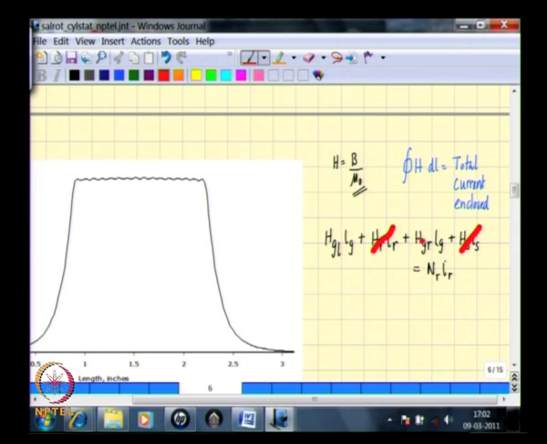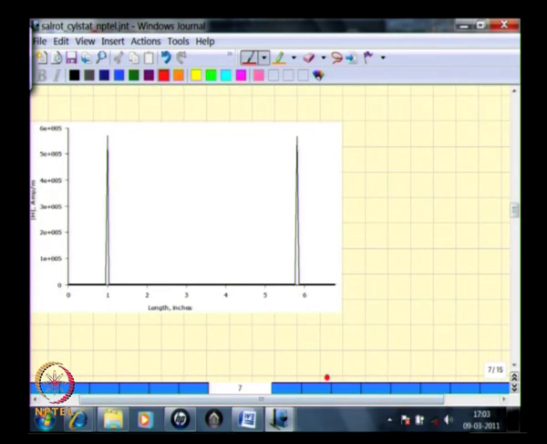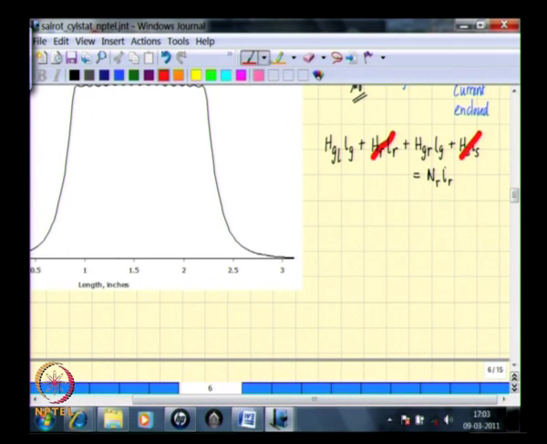The value of H in both these regions, since the machine is symmetric and the length of the air gap is also the same, one can expect to be identical. Indeed, that is what this graph also shows, that these two levels are the same, and therefore one can reduce this expression to 2 times Hg multiplied by Lg is equal to Nr multiplied by Ir. Please remember that this Nr is the total number of turns in both the coils that we have placed on the rotor. It is equivalent to having a single coil. And therefore, from this expression one can evaluate Hg as Nr multiplied by Ir divided by 2 times Lg.